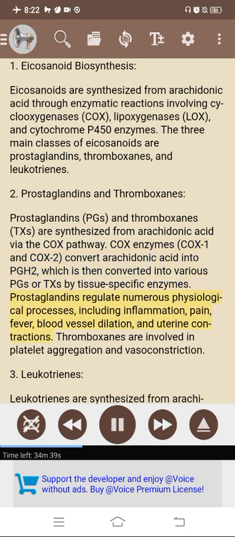Prostaglandins regulate numerous physiological processes, including inflammation, pain, fever, blood vessel dilation, and uterine contractions. Thromboxanes are involved in platelet aggregation and vasoconstriction.